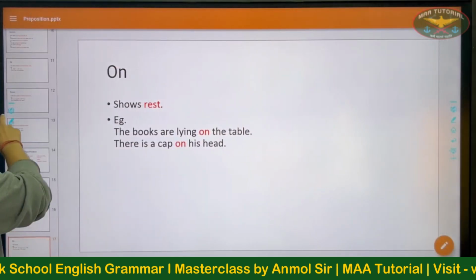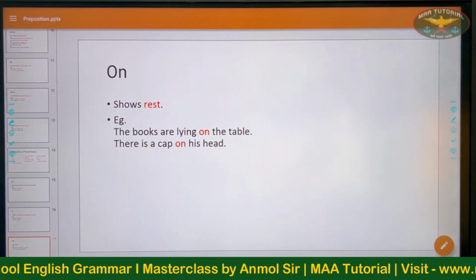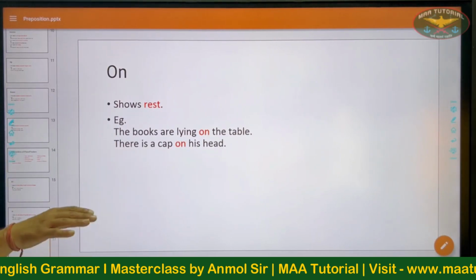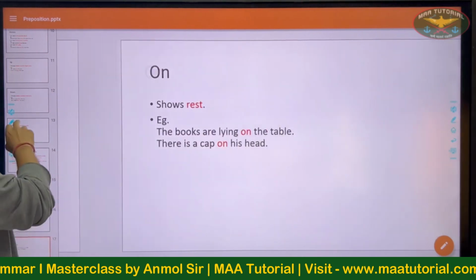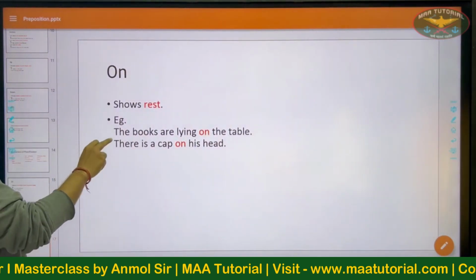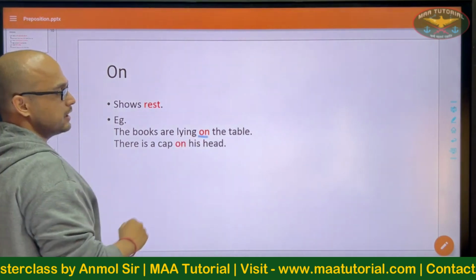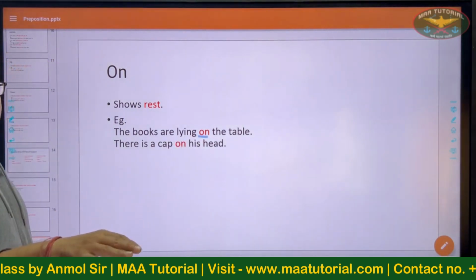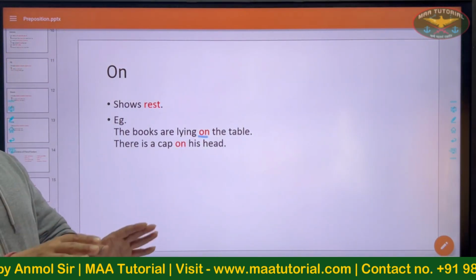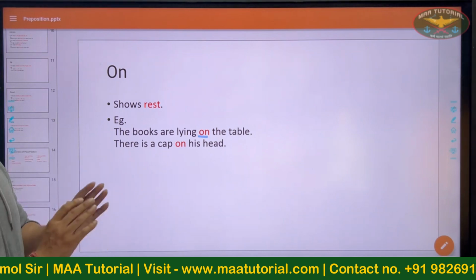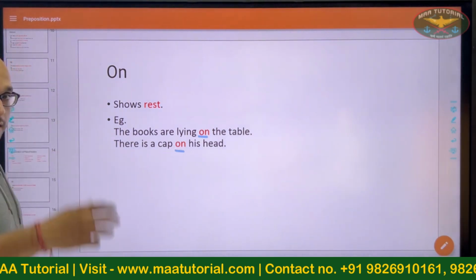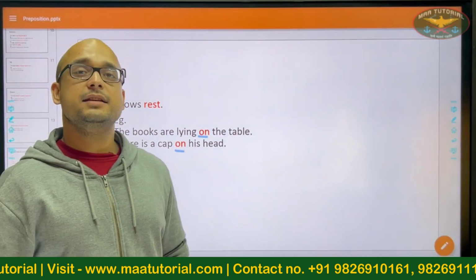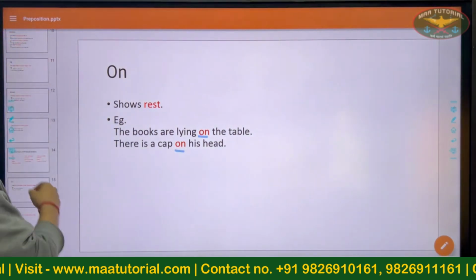Then we have on. This shows rest. Something is resting on something. For example, the books are lying on the table. So the books are resting on the table. They are there. They are positioned there. They are not moving about. There is a cap on his head. The cap is resting on his head. It is there. On.